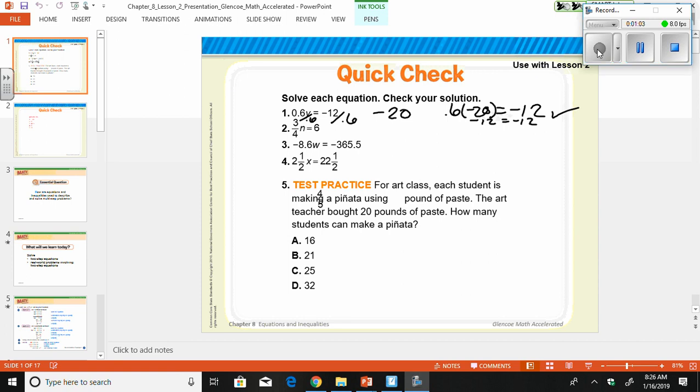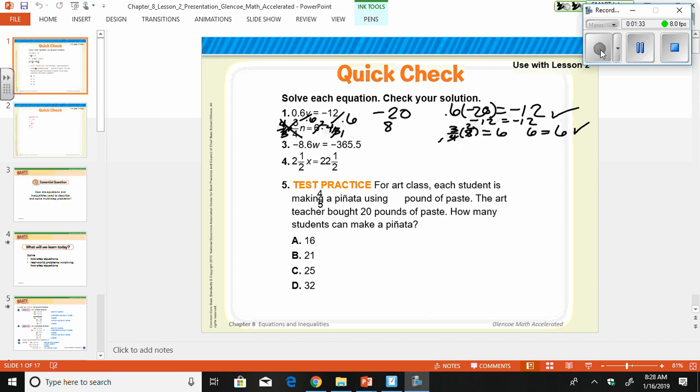What are we trying to get by itself in number 2? N. What's with the n? 3/4. What is it doing? Multiplying. So how do I get rid of a fraction that's multiplying times a variable? I multiply by the reciprocal. I multiply by 4/3. I do it to one side, I do it to the other. I can cross reduce here, and I get 8. I can plug it back in. 3/4 times 8 is equal to 6. I can cross reduce, and I get 6 equals 6.